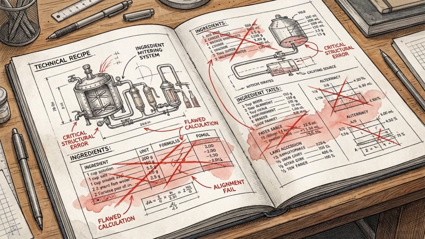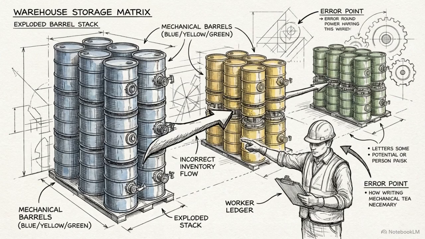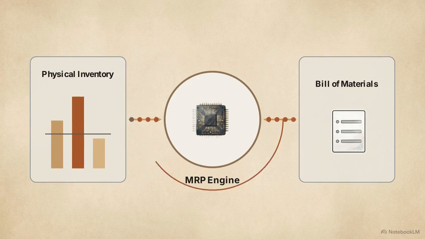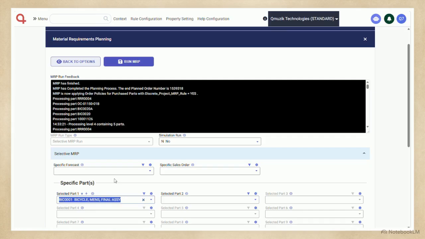The product structure is the axiom of the ERP. If the digital recipe is flawed, the system will direct the shop floor to consume the wrong materials, ensuring an expensive failure on the production line. With the recipe locked in, the MRP engine is initialized to evaluate the physical inventory against the requirements of the bill of materials. This interface shows a targeted selective MRP run.